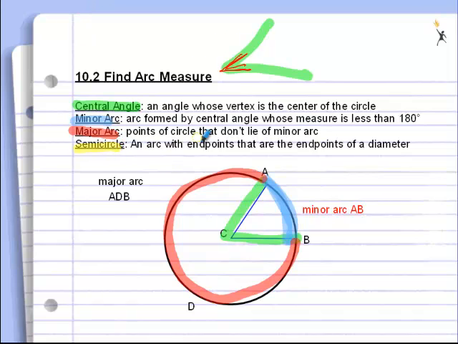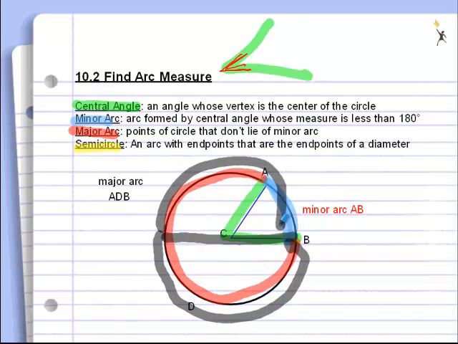And a semicircle is an arc with endpoints that are on the endpoints of a diameter. If we were to take this circle that we've already got drawn and draw a diameter, boom, diameter. Any half of this would be a semicircle. Hopefully that makes sense. Okay, go to the next page.